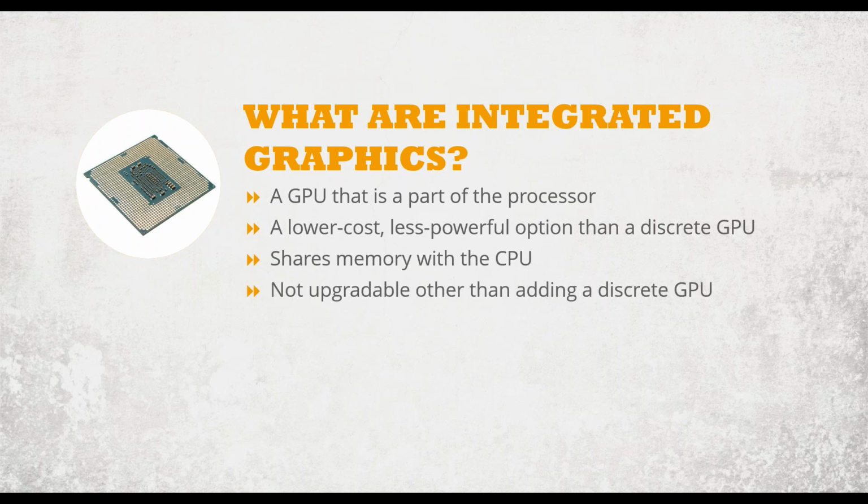Now, another thing to consider is that if the GPU is built into your processor, it's not going to be upgradable. You can't go in and pull a section of your CPU chip out and upgrade it with something else. So if you do go with integrated graphics, you need to make sure you're happy with what you have at this point, because it won't be upgradable other than adding in a discrete GPU card at some later point.